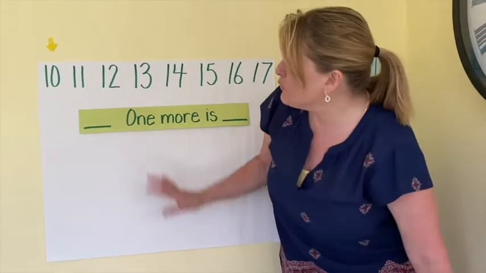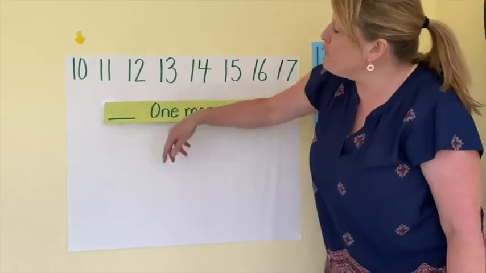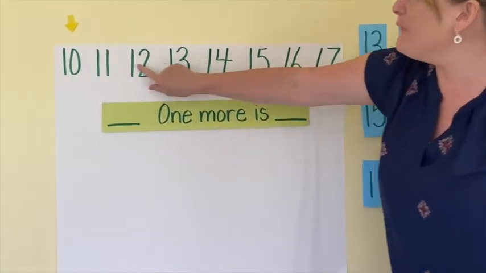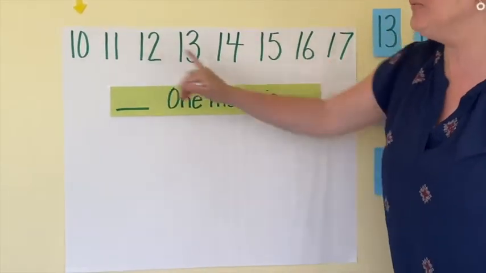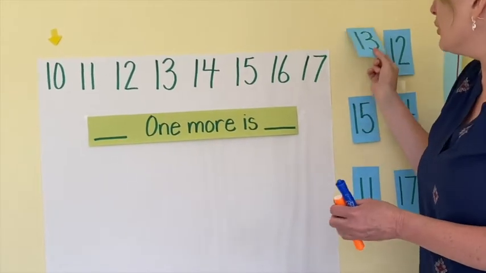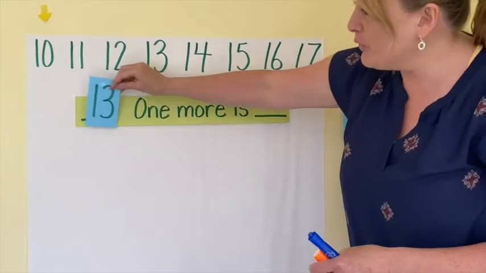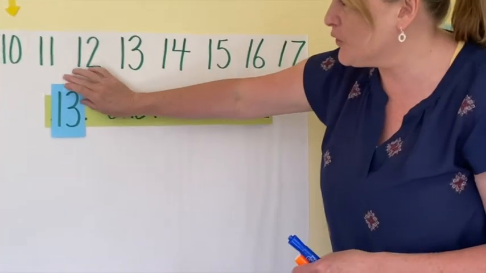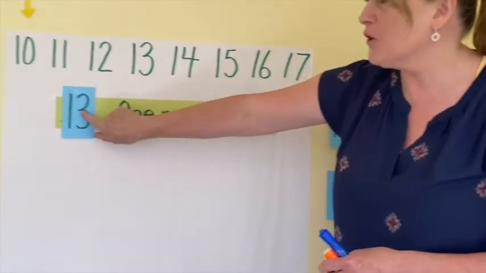Okay, so today's lesson we're going to be looking up here. If you notice, I have part of a number line. It goes from 10 to 17. Today we're going to be looking at the numbers that are along this number line. And the first one we're going to start with is 13. So let's read this. 13.